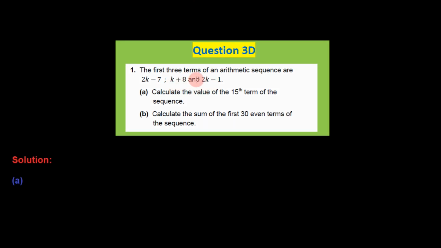Let's look at your answer to the first part of question 3D. It says the first three terms of an arithmetic sequence are 2k minus 7, k plus 8, and 2k minus 1. And in A, we have to calculate the value of the 15th term of the sequence. We're going to use the fundamental property to find k. So T3 less T2 must be the same as T2 less T1. And then just substituting in.